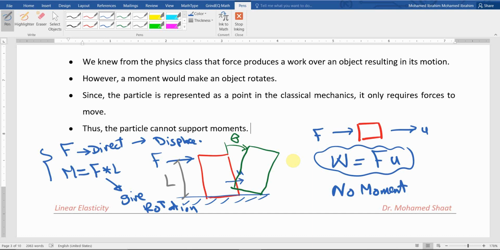But for some reason, if you decided to consider that these particles are volume elements with a shape and size and they can rotate, in this case we're going to say that we need forces plus moments to give rotation and movement to these particles, right? But in classical mechanics, forces are only required to give motion to the particles, since the particles are points. Make sense?